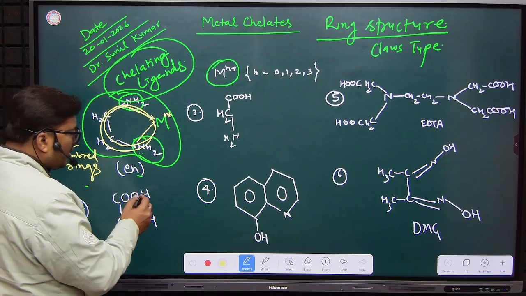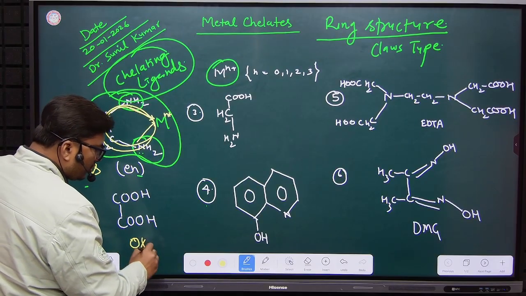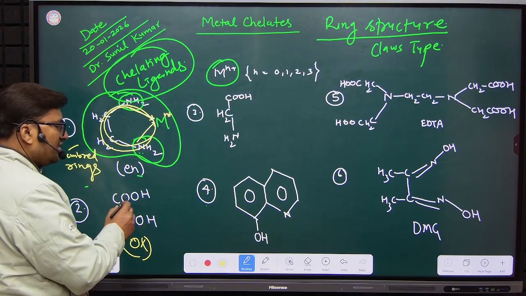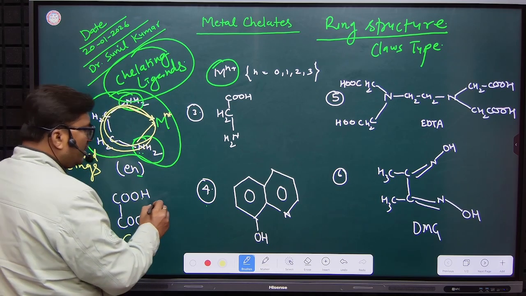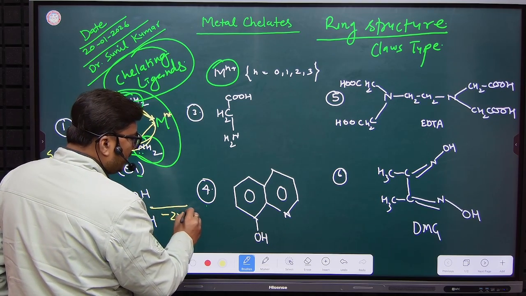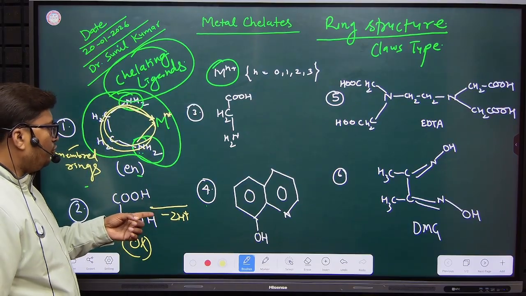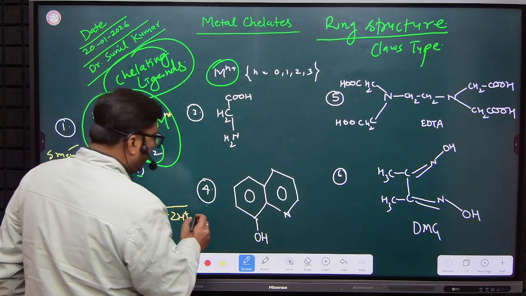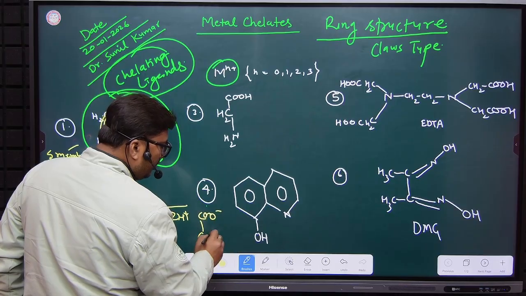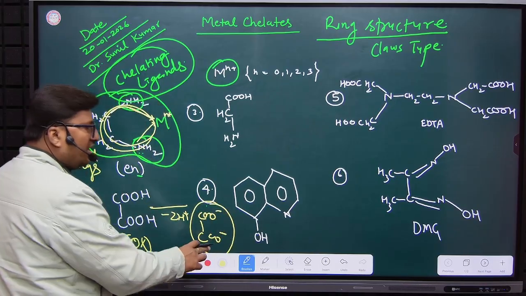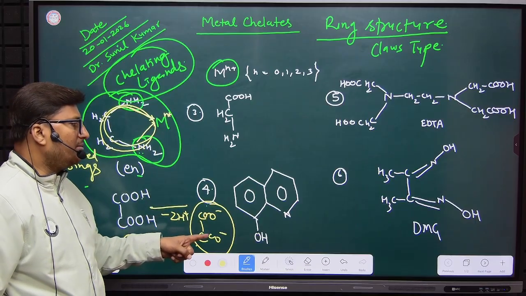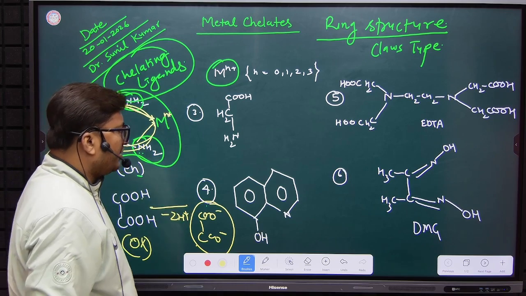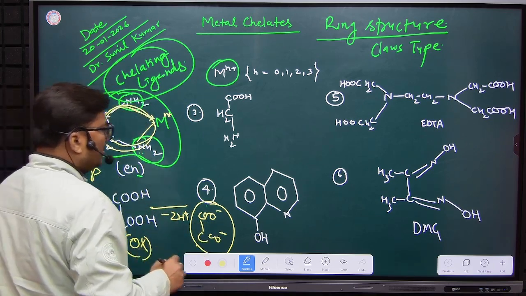In this structure, this is oxalic acid, ox. Oxalate, this is oxalic acid. Here two acidic groups, that is COOH and COOH. After deprotonation, minus 2 H+, the two hydrogen ions are removed from these two acidic groups. Ultimately, formation of the dianion, this is oxalate ion, COO minus and COO minus. Here two oxygen anions will act as coordinating donor sites, so it also forms a ring-like structure.